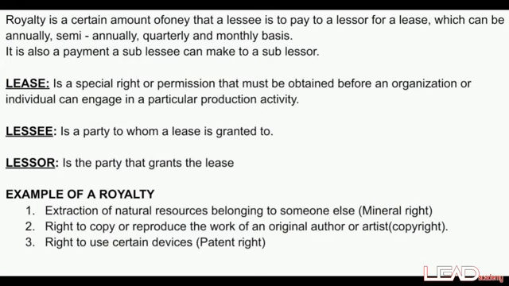So we have examples of royalty, which are extraction of mineral resources, rights to copy or reproduce the work of an original author, and rights to use certain devices. Now these are all rights. The right to extract natural resources is mineral rights. The right to copy or reproduce the work of an original author is a copyright, while the right to use a certain device is a patent right. We'll be treating an example on royalty accounts, so we get a better understanding of how royalty accounts work and what they're made up of.